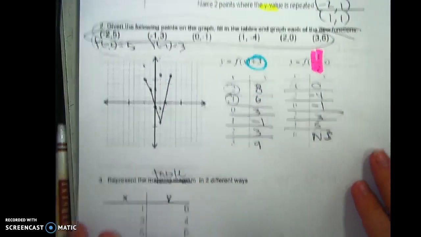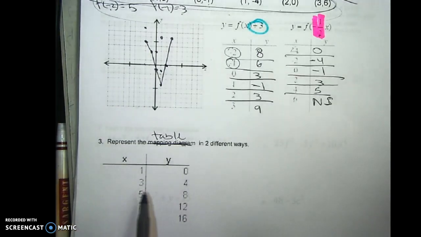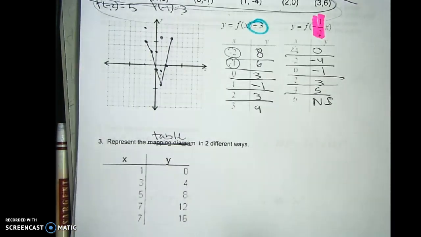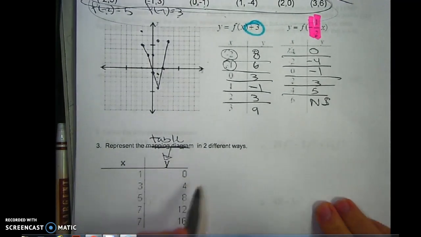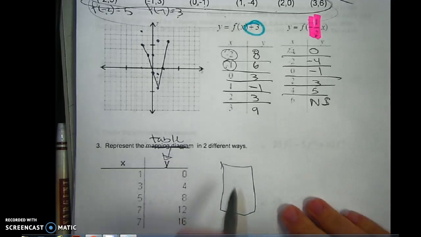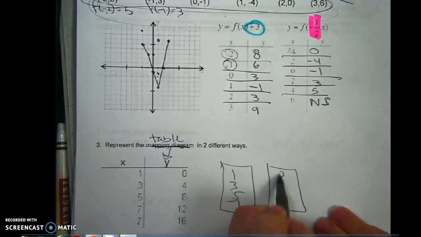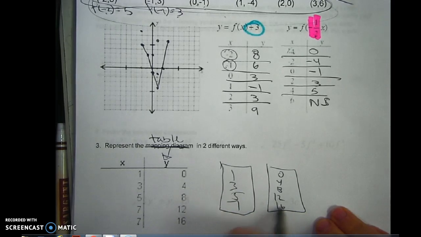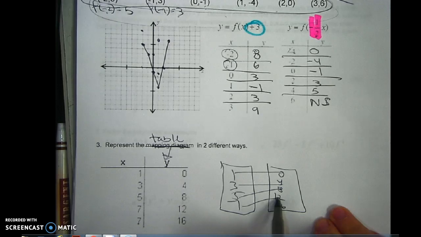Just graph the original. Okay, it says represent the mapping diagram, but this is a table, so I want you to represent this in 2 different ways. Okay, so this is a table. I want to represent it in 2 different ways, so I'll play a mapping diagram as one of the ways. Don't write the same thing 2 times. 1 goes to 0, 3 goes to 4, 5 to 8, 7 to 12, 7 to 16. So that's a mapping diagram.